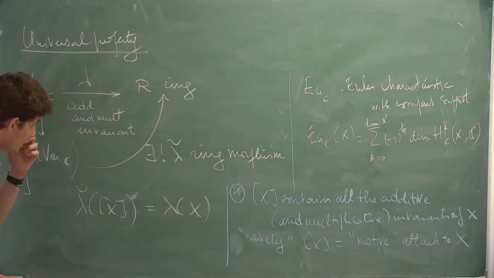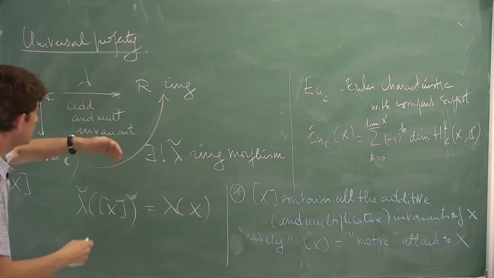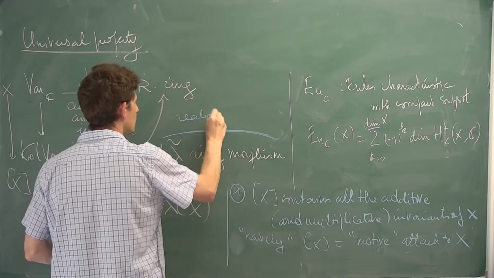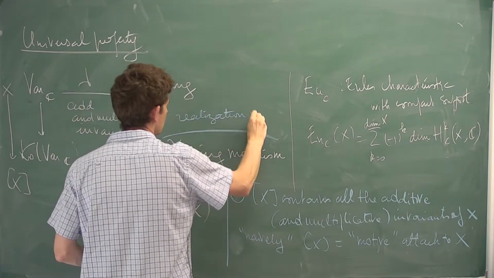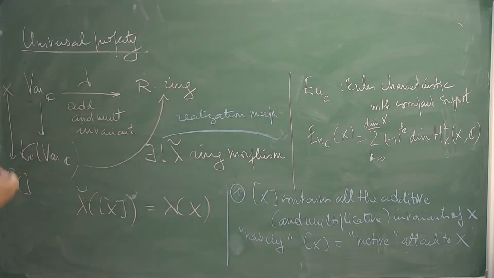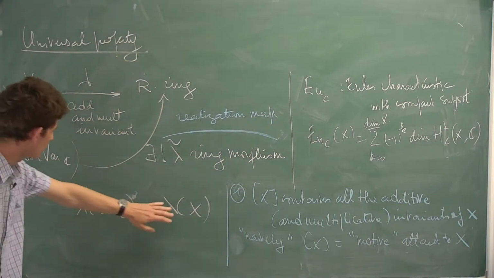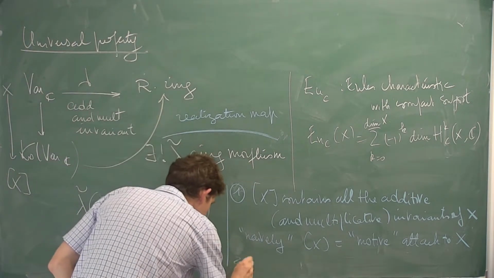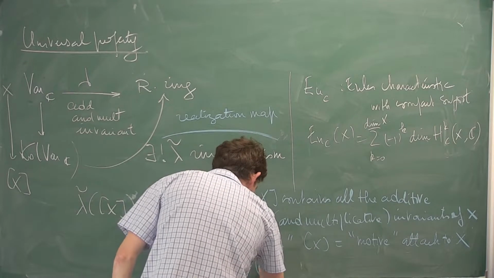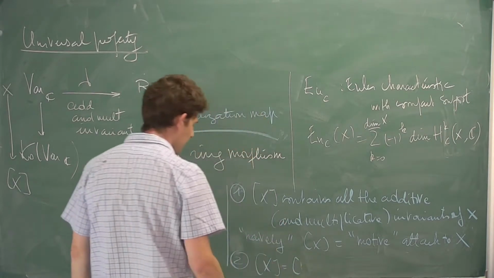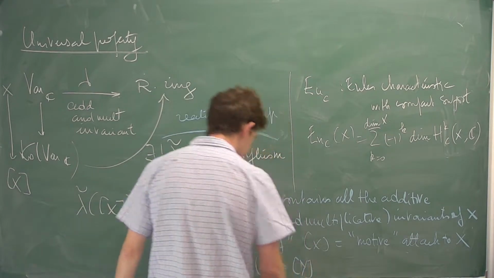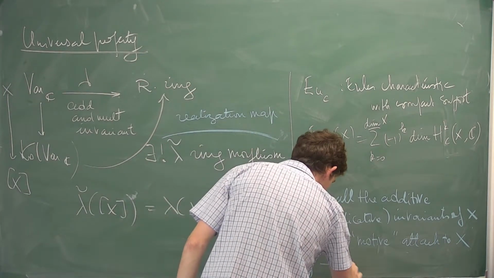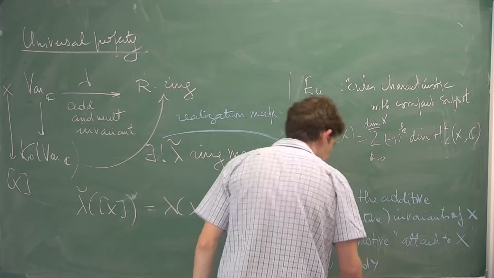because once you know that, then using, so this lambda tilde is called the realization map. So using the realization map, you recover the invariants of the variety x. And secondly, if you are able to prove that two varieties have the same symbol, bracket of x equal to bracket of y, then you know that x and y have the same invariants.